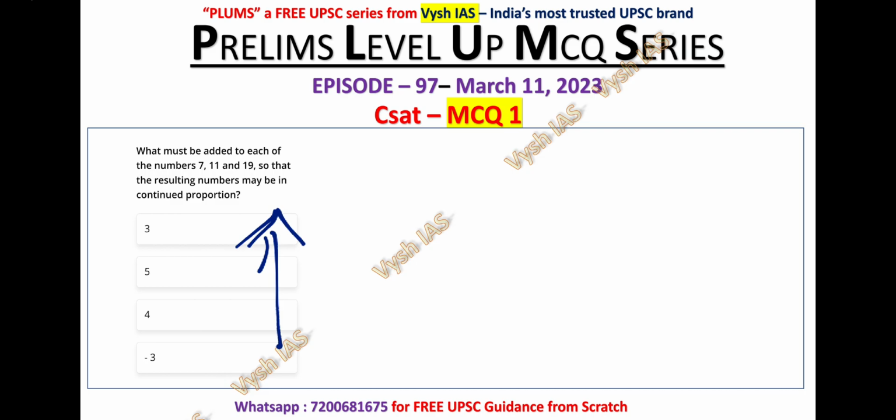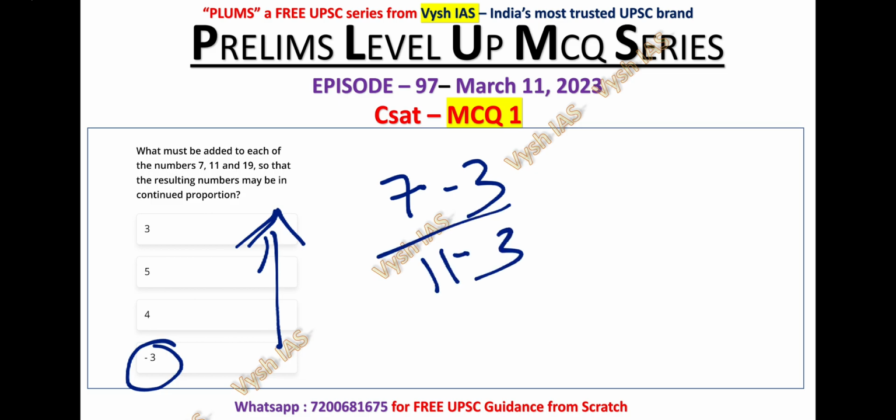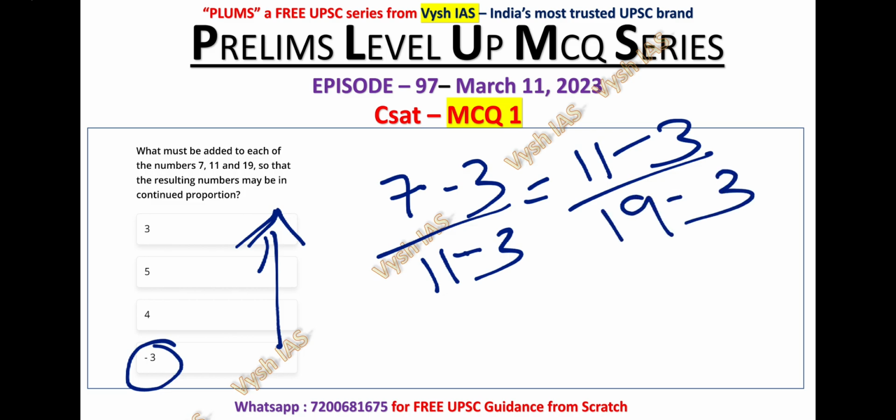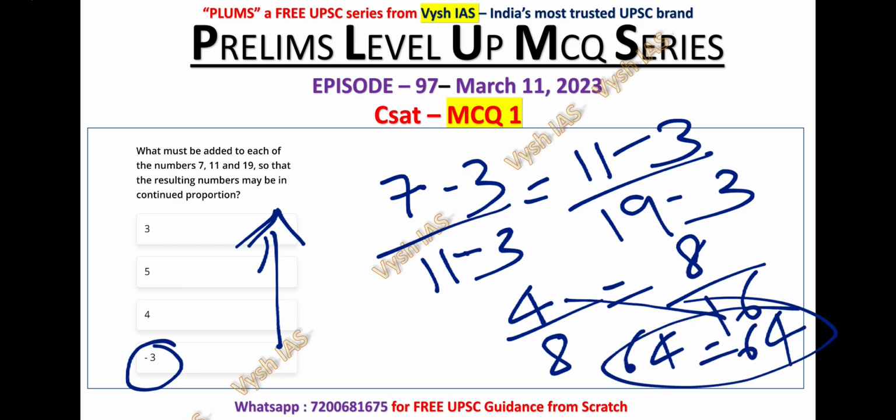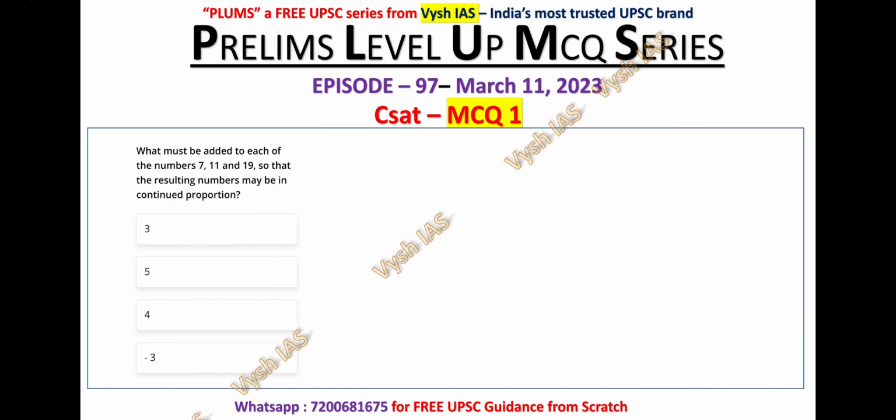For example, 7, 11 and 19. Let's take 7 minus 3 by 11 minus 3 is equal to 11 minus 3 by 19 minus 3. Let's check whether LHS will be equal to RHS or not. 7 minus 3 is 4. 11 minus 3 is 8. 11 minus 3 is 8 again. 19 minus 3 is 16. So 16 fours are 64, and 8 eights are 64. So 64 is equal to 64. LHS is equal to RHS. So minus 3 is the correct answer for question number 1.